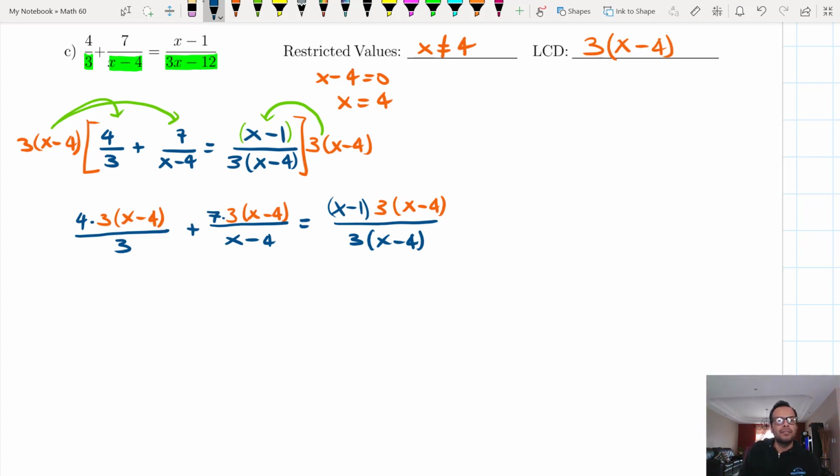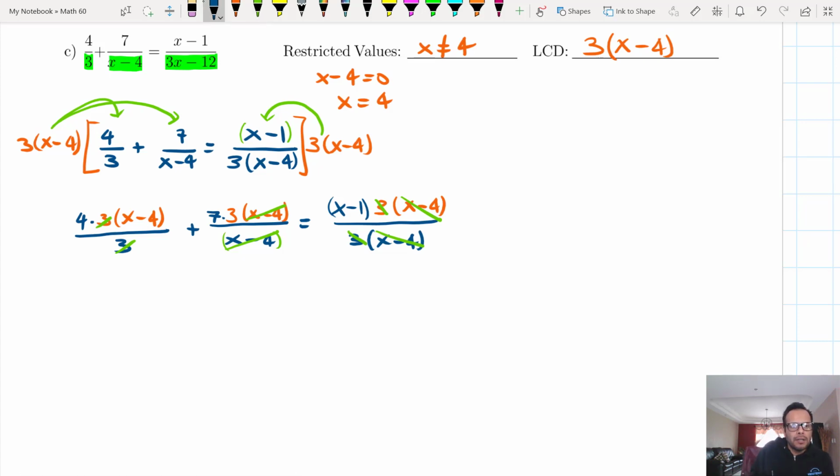The next step is to divide out common factors, okay? Notice the first term on the left-hand side of the equation, the 3's go away. Notice on the second term, the x minus 4 cancels the x minus 4. And on the right-hand side, notice how the 3's go away, the same way x minus 4's go away. Okay, the next step is to write down whatever we were left with on every single term in the equation.